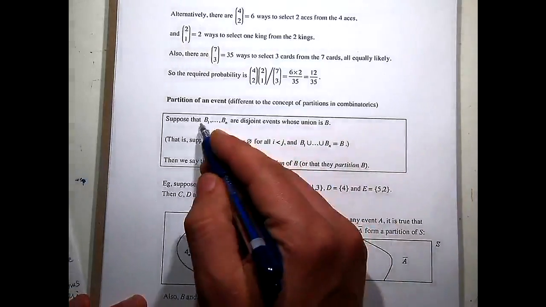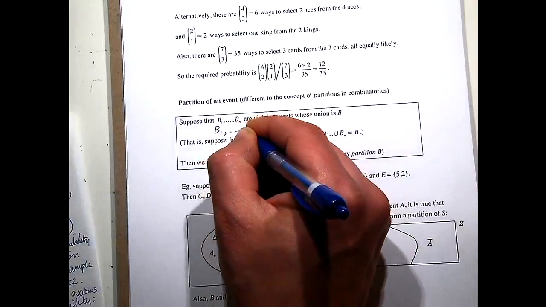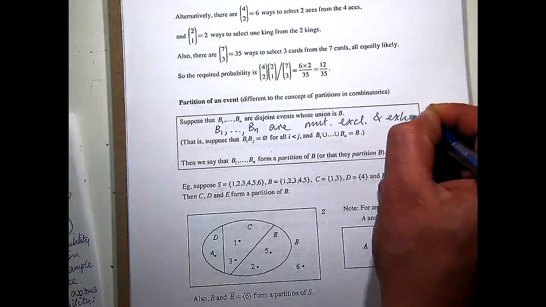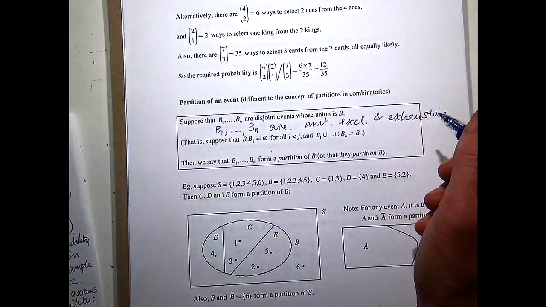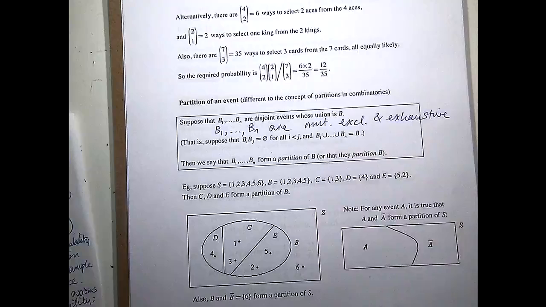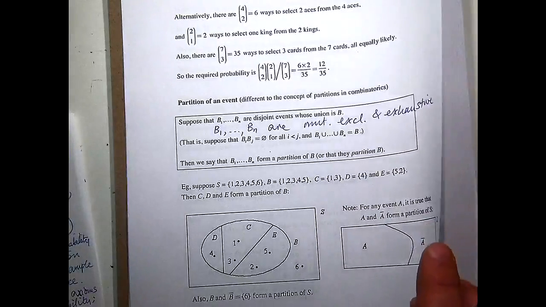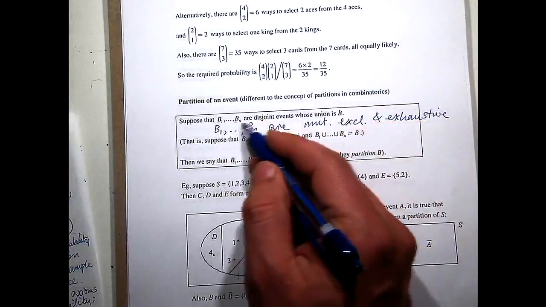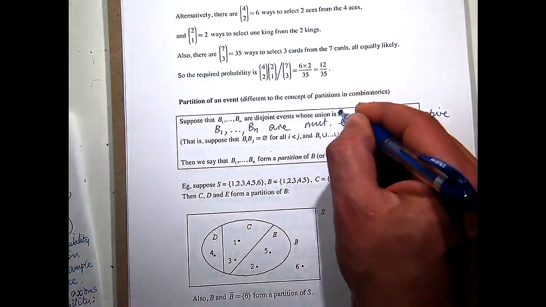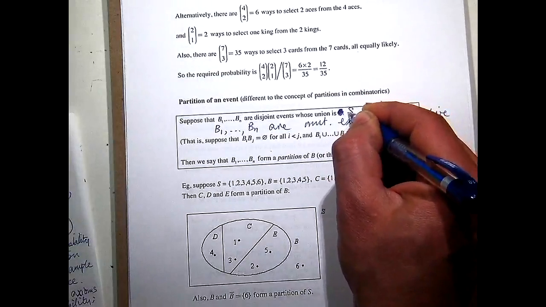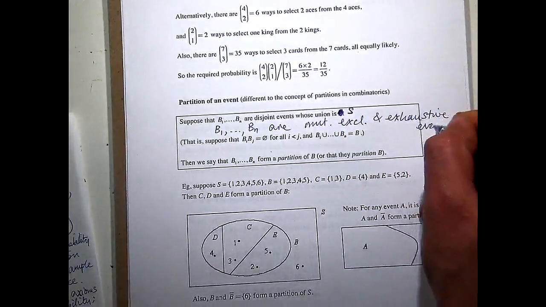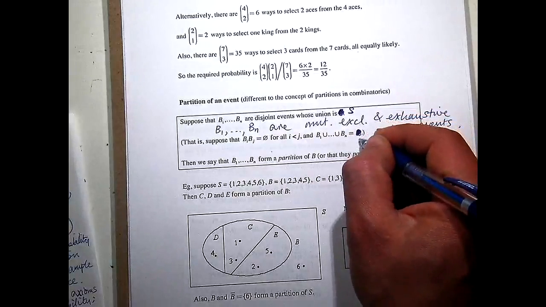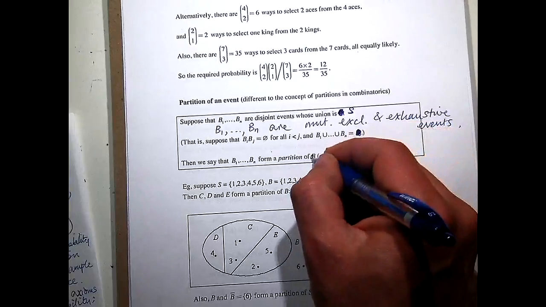In general, another way to say that would be B1 up to Bn, just another language for the same thing, are mutually exclusive and exhaustive events. A partition of an event B would be a partition into the union of disjoint events. But we don't care about partitioning any event other than the whole sample space. So the union is S. In that case, I'll say they're mutually exclusive and exhaustive events. Their pairwise intersections are 0, and the union of all of them is S, the whole sample space.